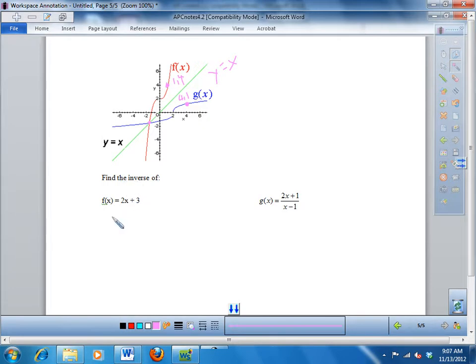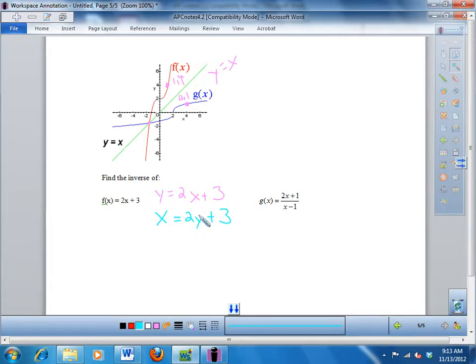To find the inverse, anyone know how to find the inverse of something? I know you did this last year. Okay, you rewrite this as y equals 2x plus 3. And then you switch the x's and the y's. So you turn it into x equals 2y plus 3, and you solve for y. Have you done this before?